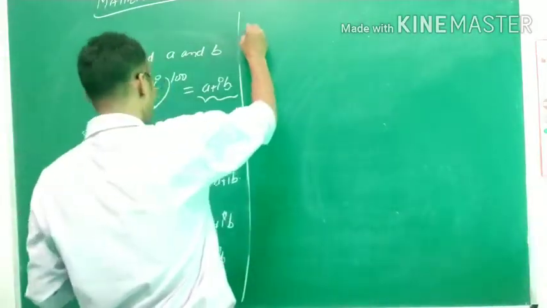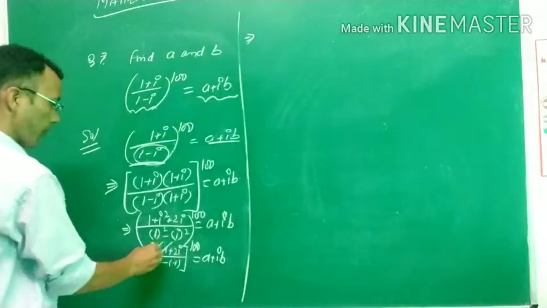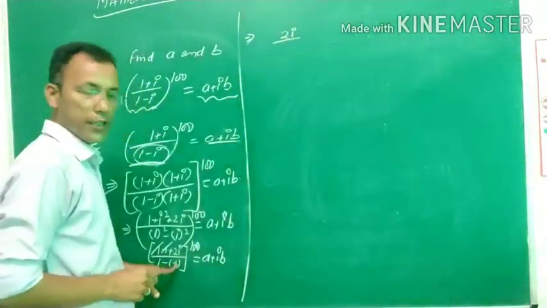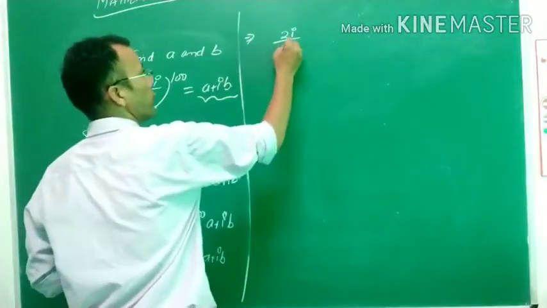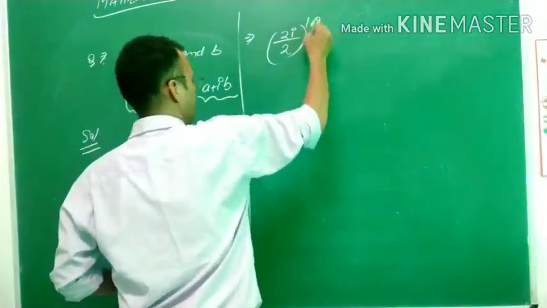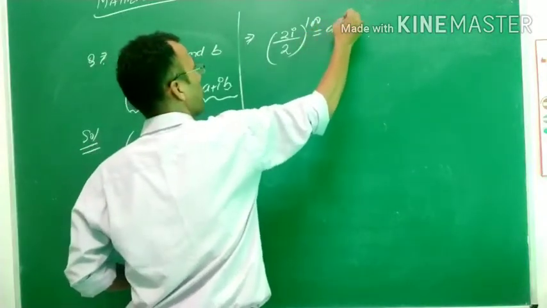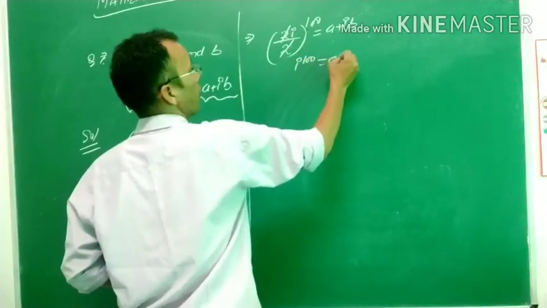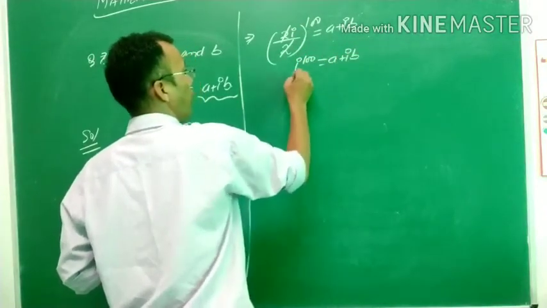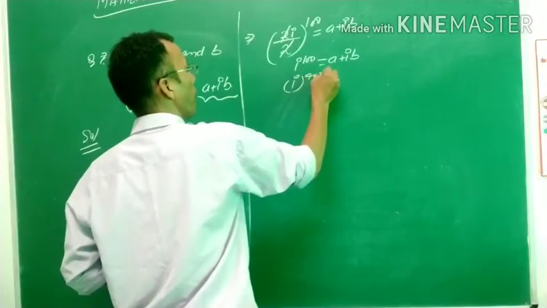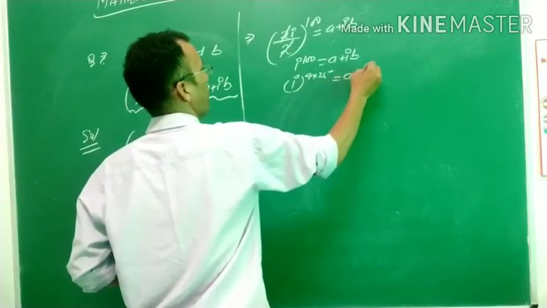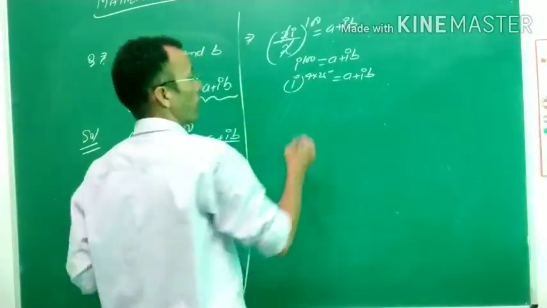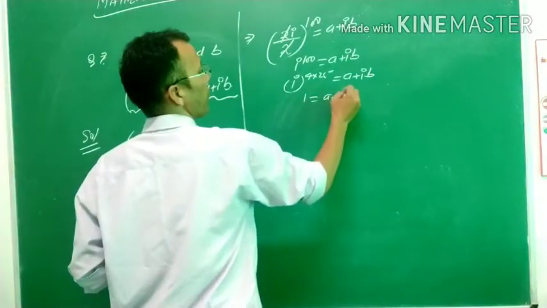Now this implies that this one cancels out. So this is 2i divided by, 1 minus into minus plus, 1 + 1, it is 2, whole power 100 is equal to a + ib. Now 2 cancels out. This is i^100 equals a + ib. And i^100 means i^(4×25) is equal to a + ib. That means i^4 is 1, 1^25 is 1. So 1 is equal to a + ib.